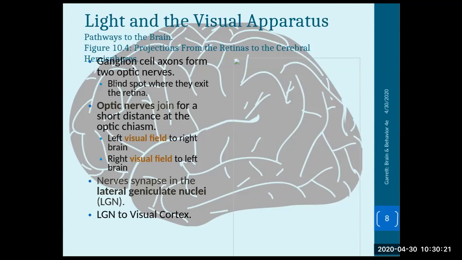So we've already established that there are 3 layers of cells. We have the rods and cones. When light hits them, they give off a chemical. Rods is rhodopsin, cones is iodopsin.